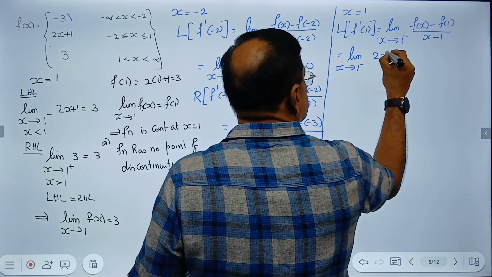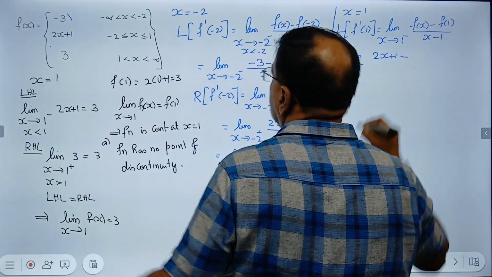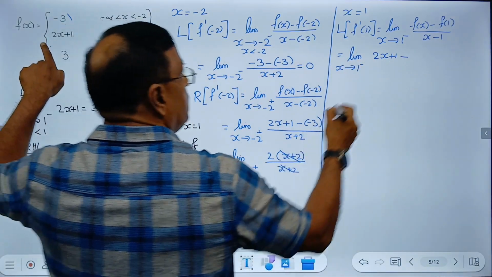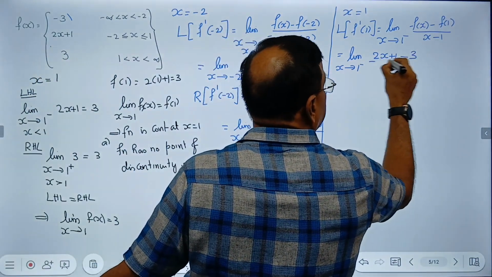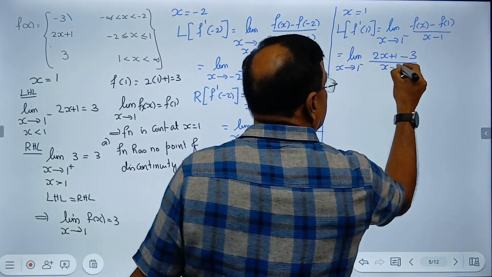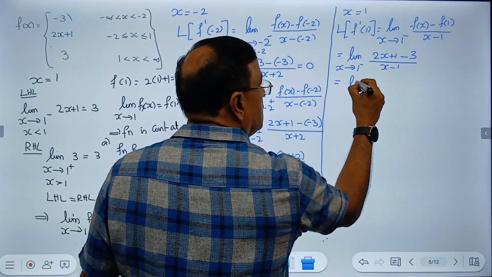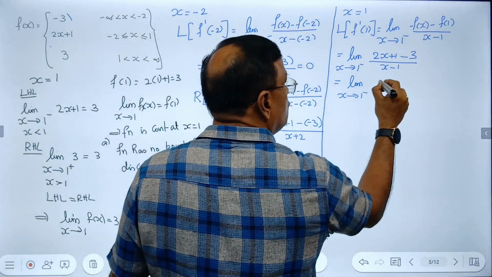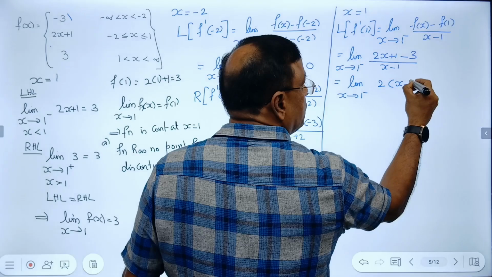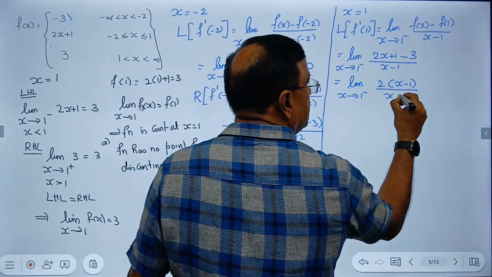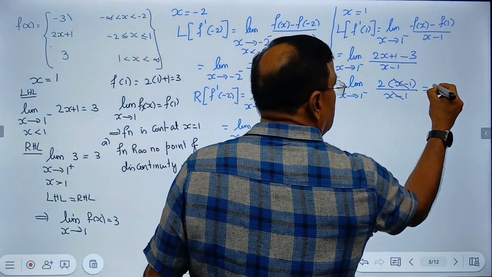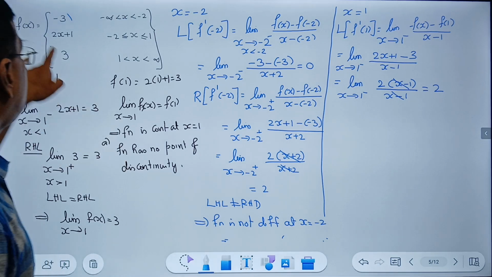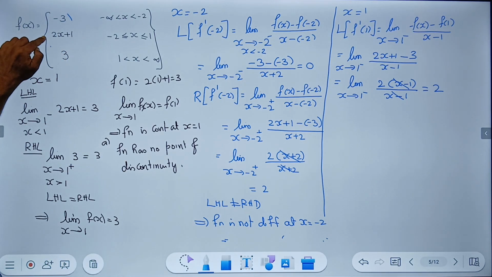So this is 2x plus 1 minus, what is f of 1? f of 1 will be 3, by x minus 1. So this is limit x approaches 1 minus. You can see clearly 2 is common, you get x minus 1 divided by x minus 1, they get cancelled. My left hand derivative is 2, because obviously the differentiation of 2x plus 1 is 2.